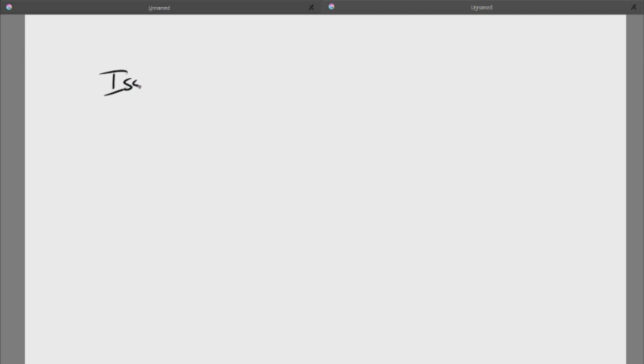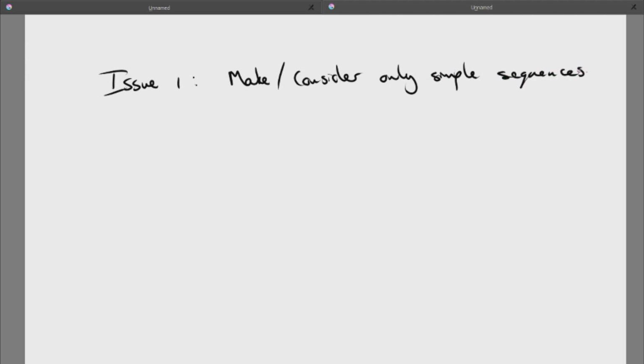We have two issues. Issue one is, to move forward, we're going to have to make this simple. Consider only very simple sequences first. Let's just get rid of all the possible confusions and just focus on simple sequences.